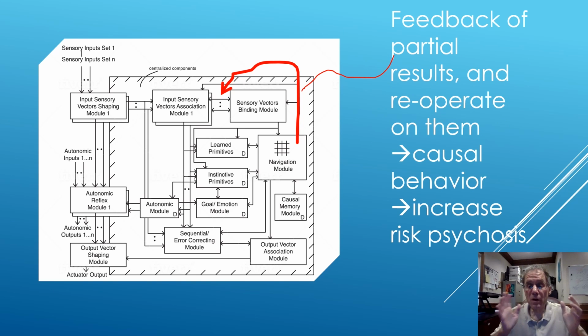What I found a few years ago was that there are feedback pathways in all the circuits already. Lots of feedback pathways in the mammalian brain. But if we slightly enhance this feedback pathway here, and we feed back intermediate results and reoperate on them, causal behavior emerges, not pre-causal, which most animals have, but full causal behavior emerges. But at the same time, you also get psychotic-like conditions.